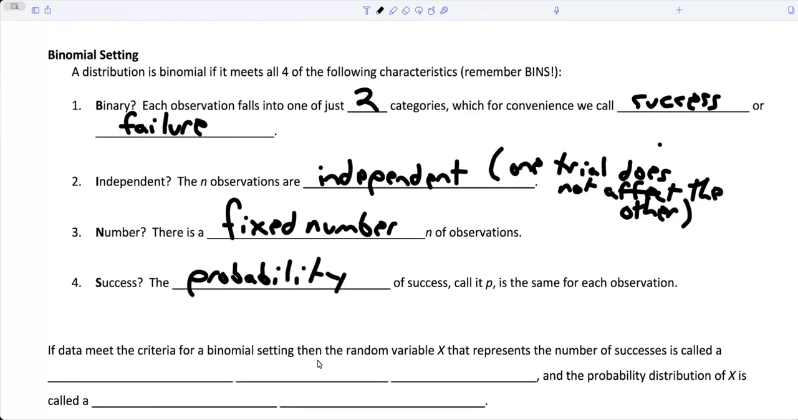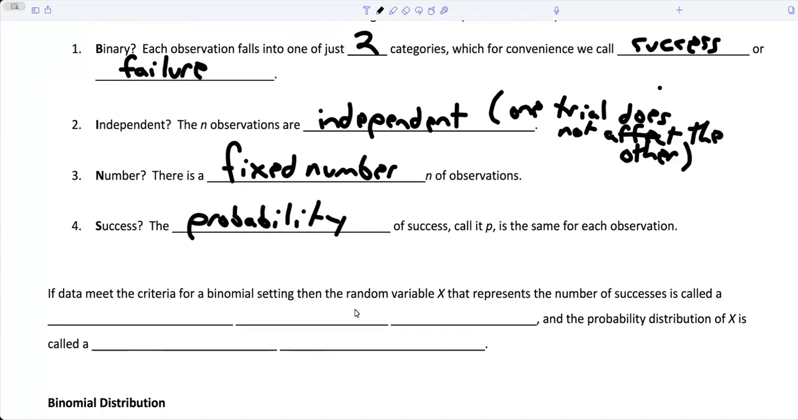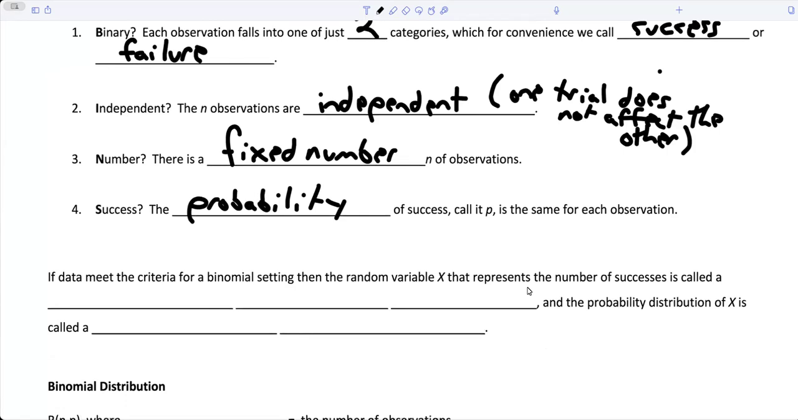Okay, so if data meet the criteria for a binomial setting, then the random variable X that represents the number of successes, it's called a what? Anybody? Well, we statisticians are pretty creative. We call it a binomial random variable. And the probability distribution of X is called a binomial distribution.